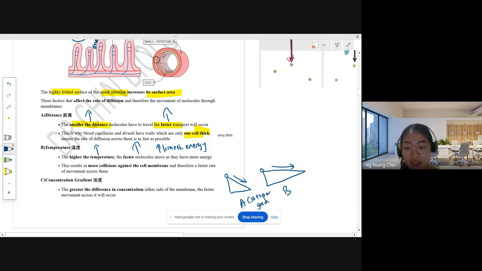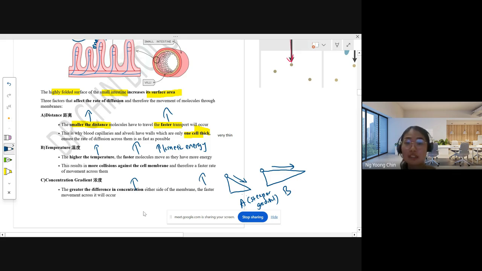Adam Zuyang, which one, A or B? They allow the particle to move down at a faster rate. Does A move down at a faster rate, or does B? Which one? A. Yes, correct. Why? Because A has a much bigger concentration difference, so it has the faster rate of diffusion.